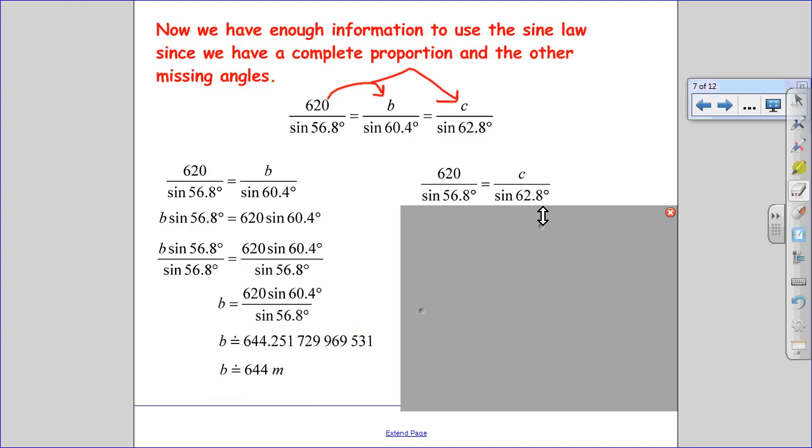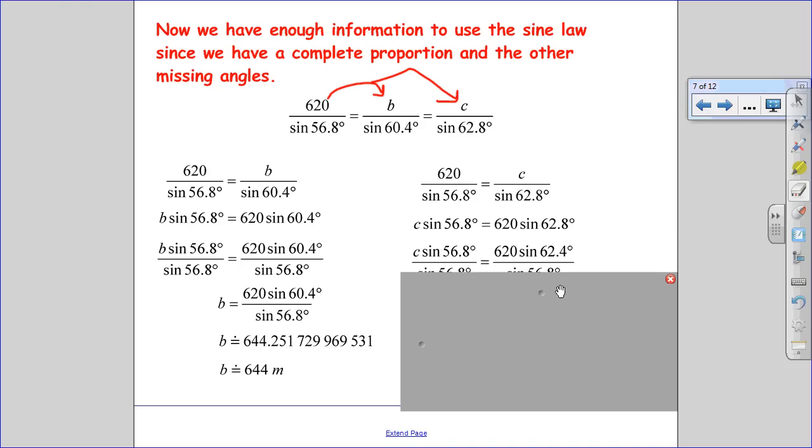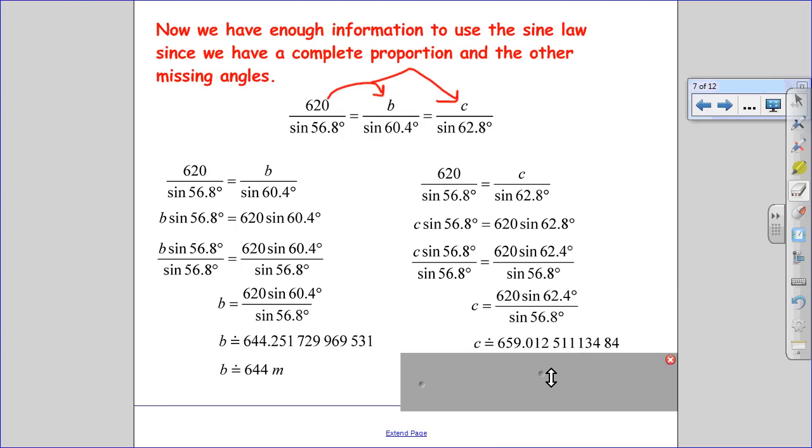Similarly, I can do the same thing to solve for side C. I can multiply both sides by both denominators, so I get C sine 56.8 is 620 sine of 62.8. I need to get side C by itself, so I'm going to divide both sides by the sine of 56.8 degrees. And then I'm going to get out my handy dandy calculator, and I find that side C is approximately 659 meters.